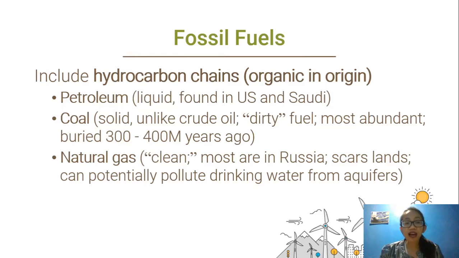Even though it's abundant, coal came from organisms buried 300 to 400 million years ago. During the Carboniferous era, there were giant plants that covered the earth, but they eventually died and were buried for millions of years, and now we take them out from the earth, and that's what we use as a form of energy.